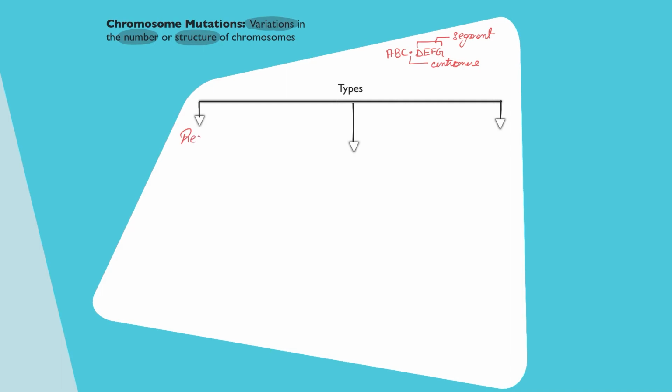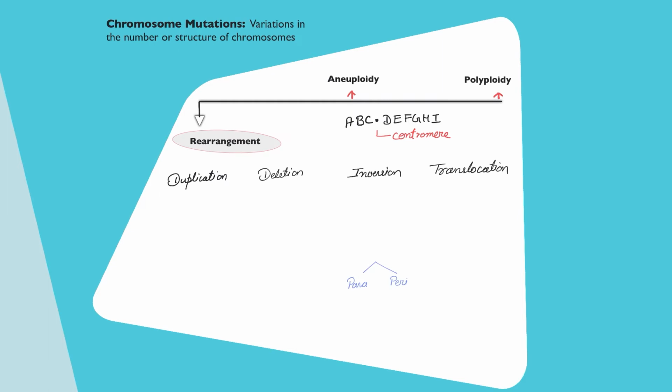We summarize them as rearrangements, where the segments of the chromosome rearrange. The other one is called aneuploidy, where one or more chromosomes are extra or fewer in number. And the last one is polyploidy, where there is an extra complete set of chromosomes. Now we will go into the details of each of these types one by one. So let's start our discussion with rearrangement.